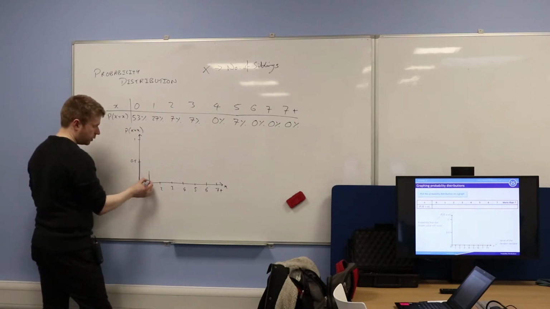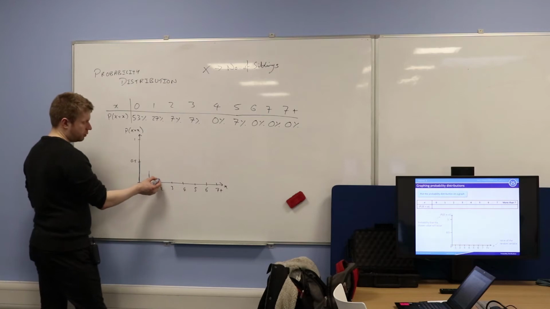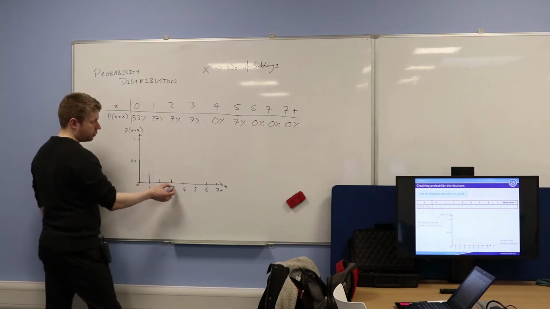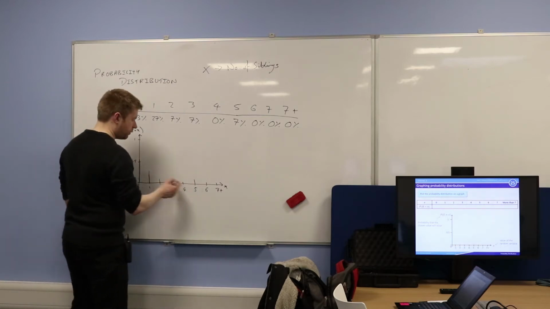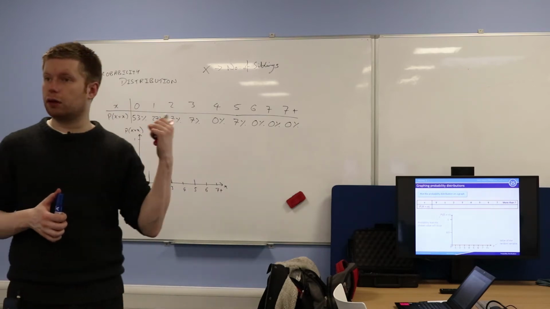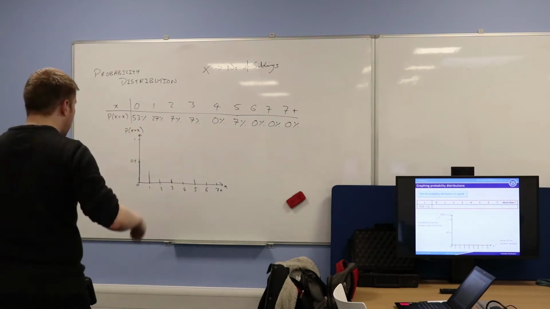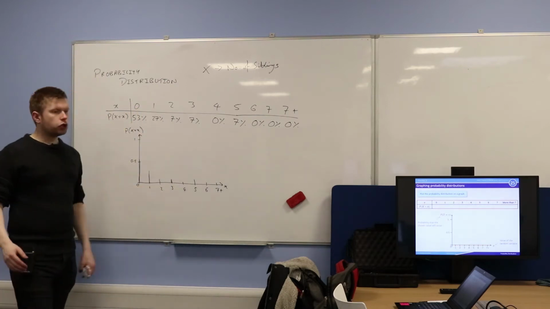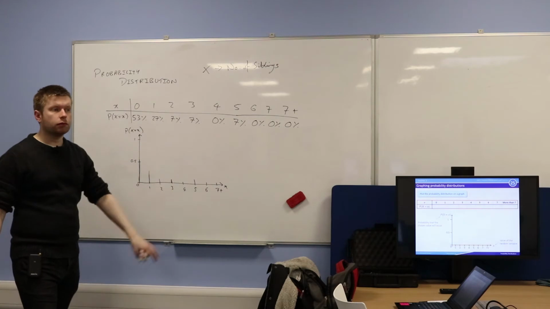It's about that. Then 2 will be 7, 3 will be 7, 4 will be 0, 5 will be 7, and everything else will be 0. So you should effectively end up with something that looks like that, where the height of each bar corresponds to the probability. Yeah?